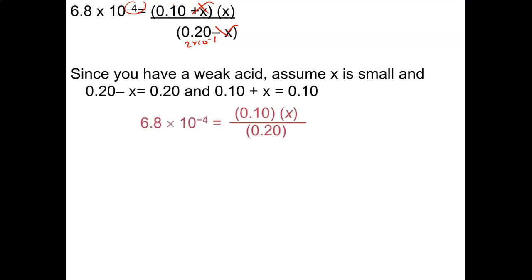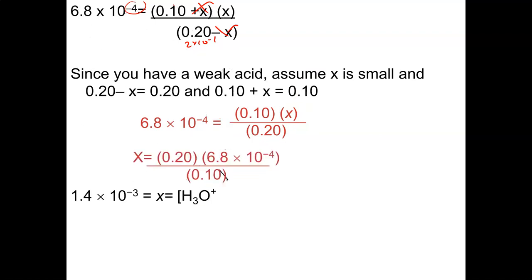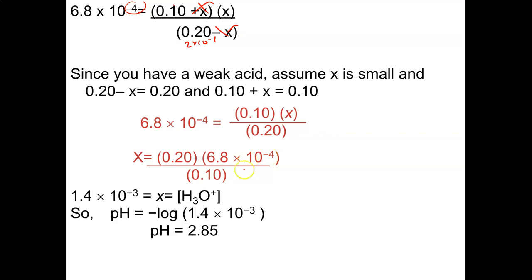So there's my new numbers. Plug and chug. And you end up with this. So pH is equal to negative log of 1.4 times 10 to the negative 3, which means 2.85. And you're done. That's all you got to do. Once you solve for X, you have hydronium, and then just plug it into the negative log formula, and you have your answer. So that's how you deal with common ion questions.